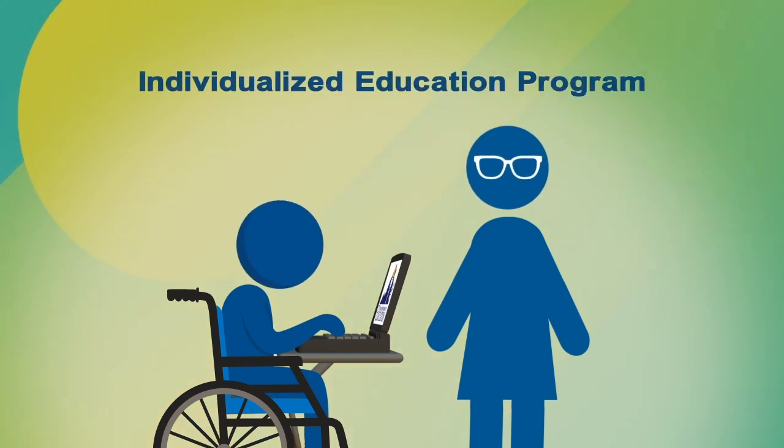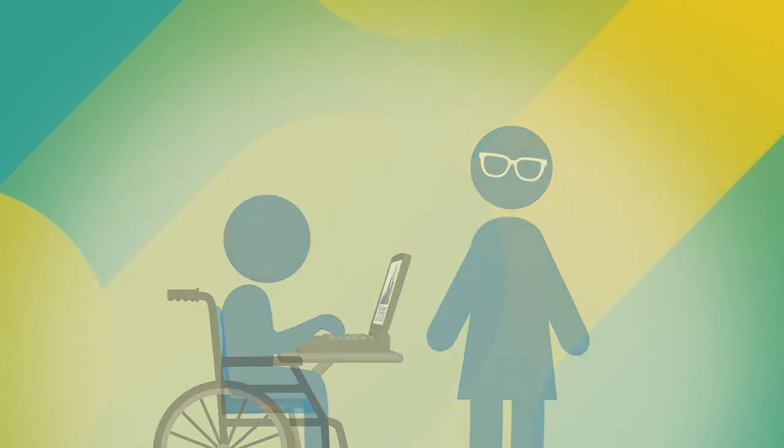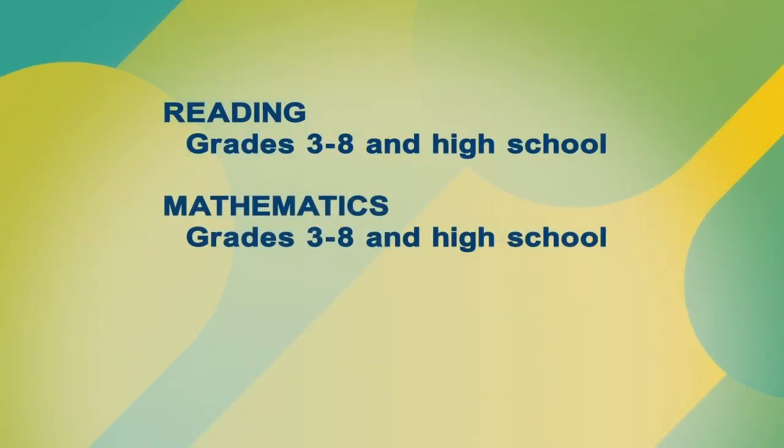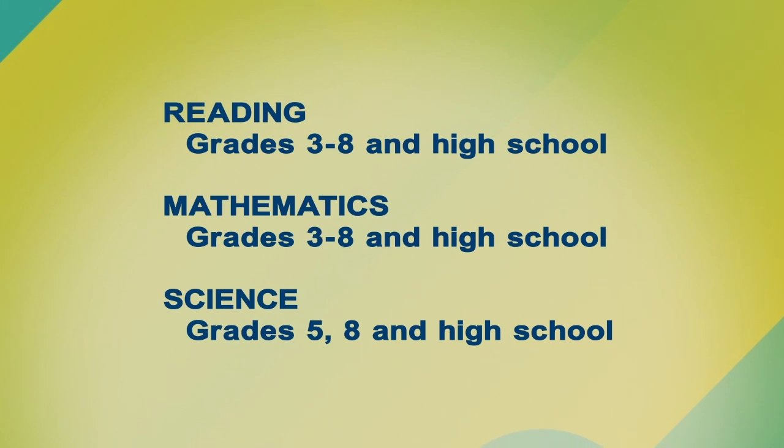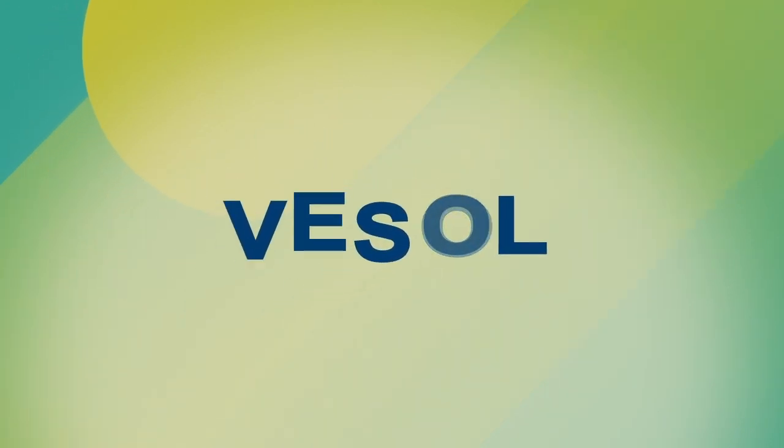The VAAP is based on academic content standards derived from the standards of learning in reading, mathematics, and science that have been reduced in depth, breadth, and complexity. These content standards are referred to as the Virginia Essentialized Standards of Learning, or VSAL.